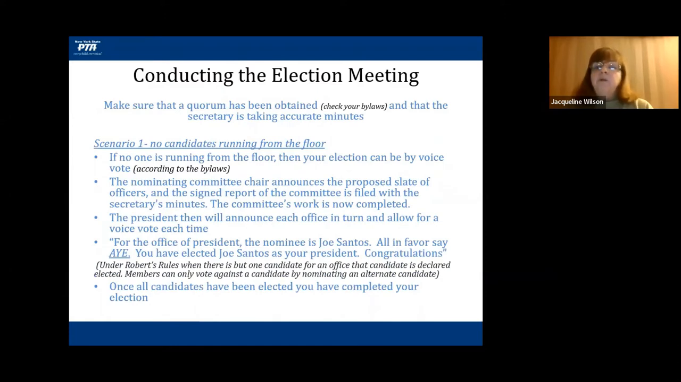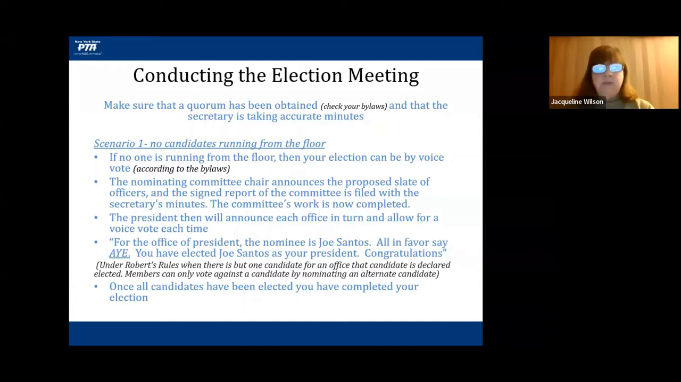So the first thing with an election meeting is to make sure that you have a quorum. And again, that's something that is in your bylaws. And of course, that the secretary is taking accurate minutes. So the first scenario would be there are no candidates running from the floor, okay? If no one is running from the floor, then your election can be by voice vote, according to your bylaws.